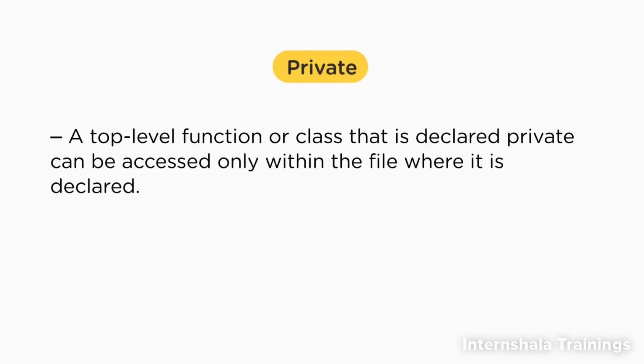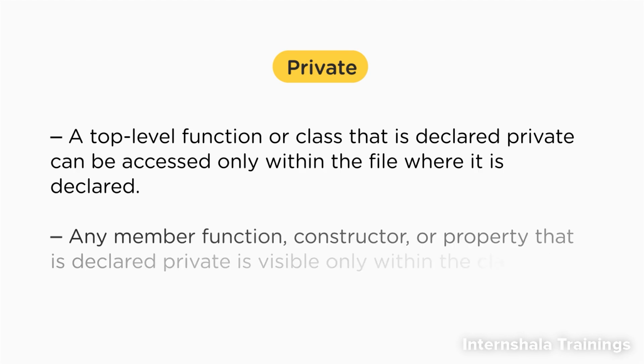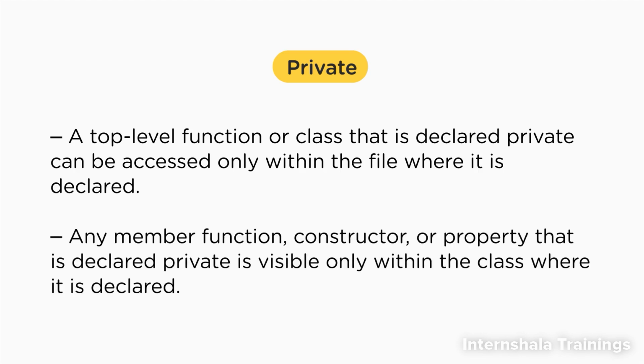Now let's go to private. A top-level function or class that is declared private can be accessed only within the file where it is declared. A top-level function is any function defined outside the main function. All the functions that we learned to create before we came to classes were all top-level functions. Also, any member function, constructor, or property declared private can be accessed only inside the class where it is declared.